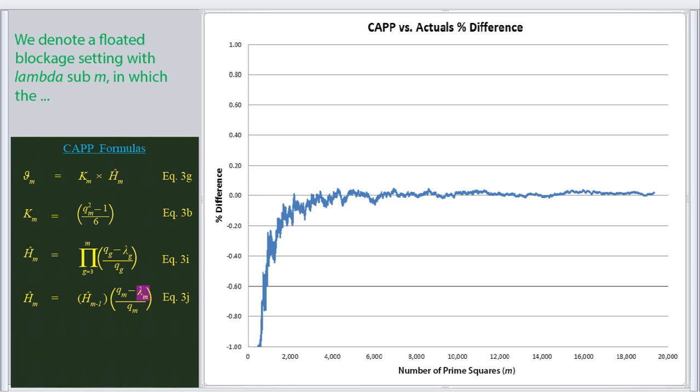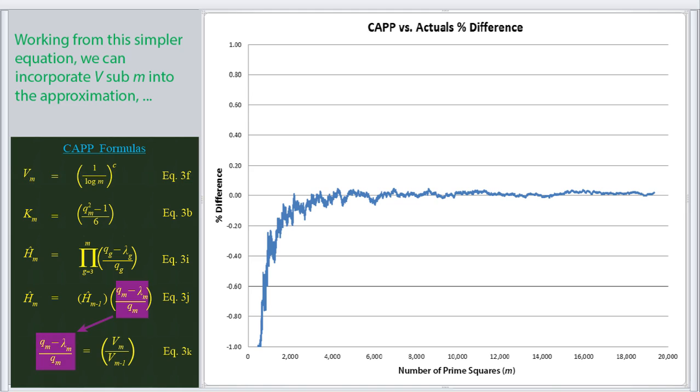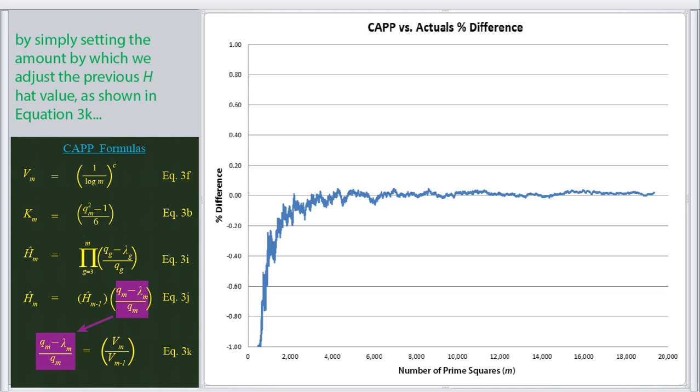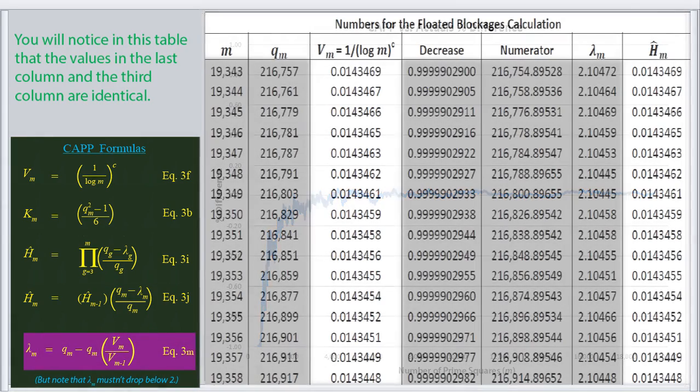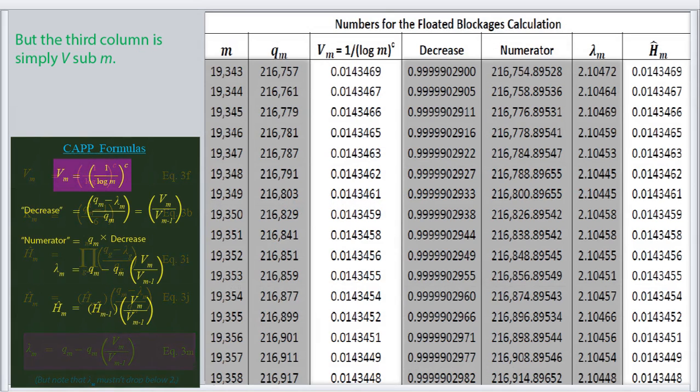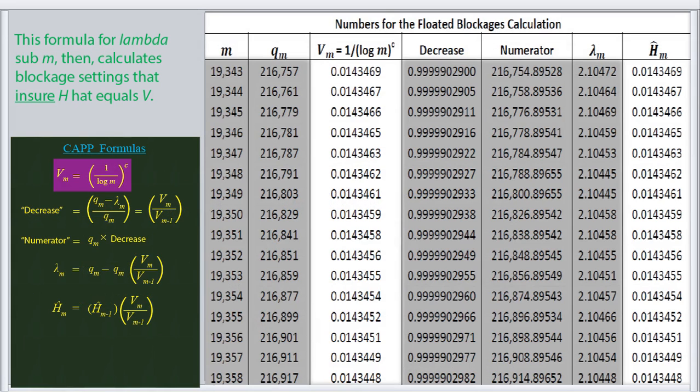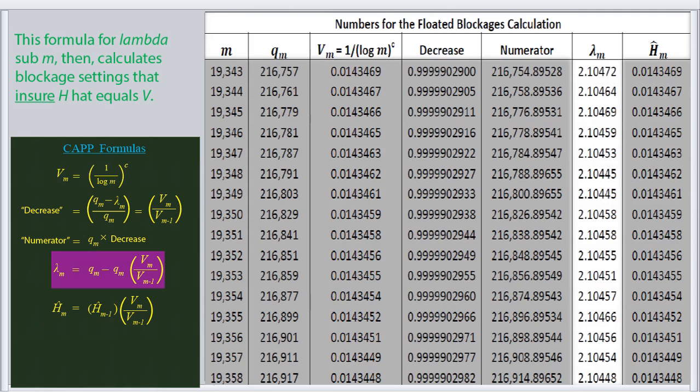We denote a floated blockage setting with lambda sub m, in which the subscript indicates that each instance has its own value. Working from this simpler equation, we can incorporate v sub m into the approximation by simply setting the amount by which we adjust the previous h hat value, as shown in equation 3k, and then solving for lambda. The result is equation 3m. You will notice in this table that the values in the last column and the third column are identical, but the third column is simply v sub m. This formula for lambda sub m, then, calculates blockage settings that ensure h hat equals v.